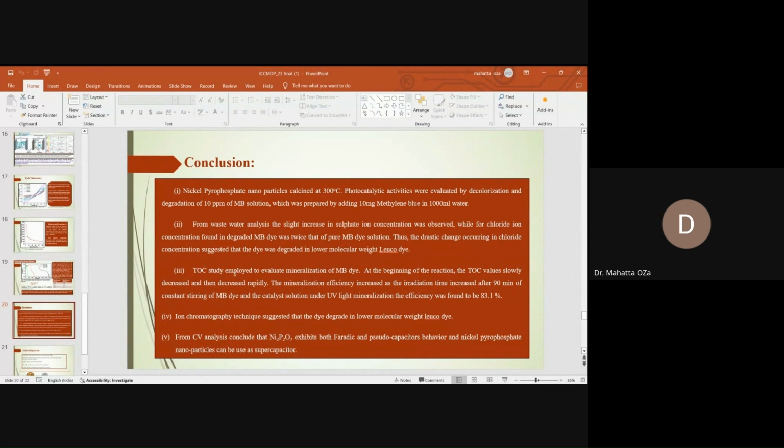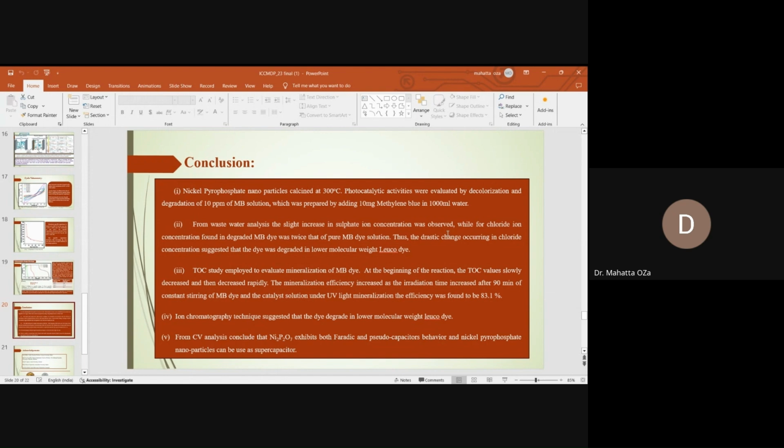From the TOC study, at the beginning of the reaction the TOC value slowly decreased and then decreased rapidly. The mineralization efficiency increased as the irradiation time increased, after 90 minutes of constant stirring of MB dye and the catalyst solution under UV light. The mineralization efficiency was found to be about 83.1%. Ion chromatography suggested that the dye degraded into lower molecular weight compounds.